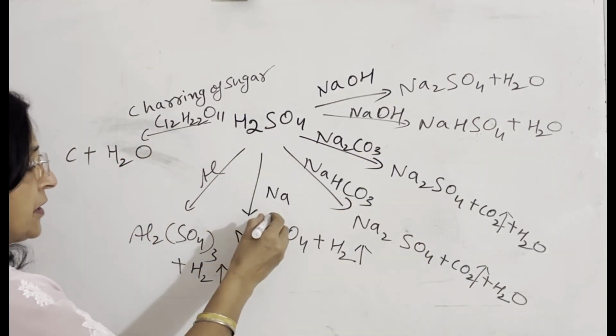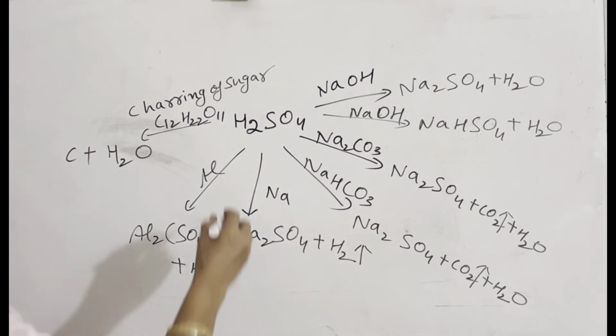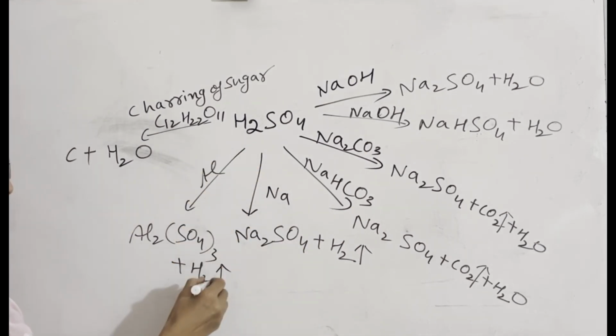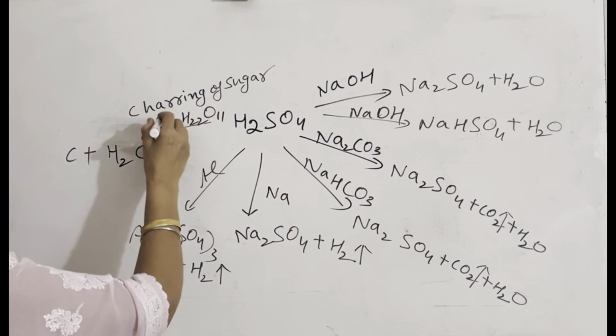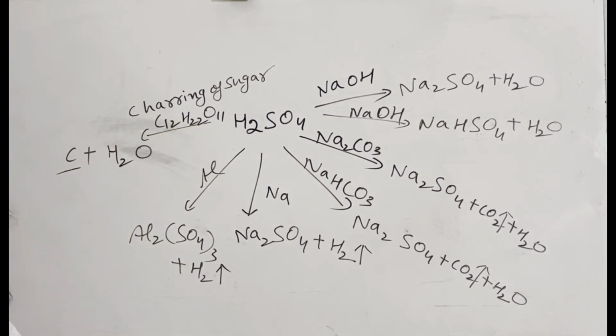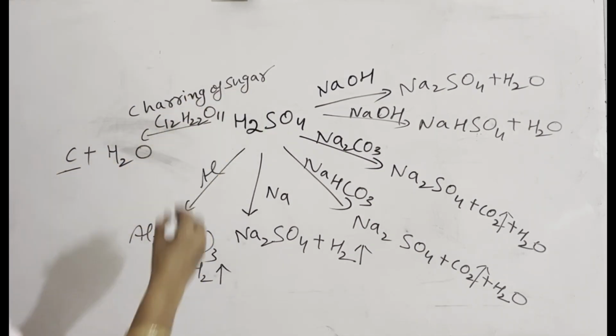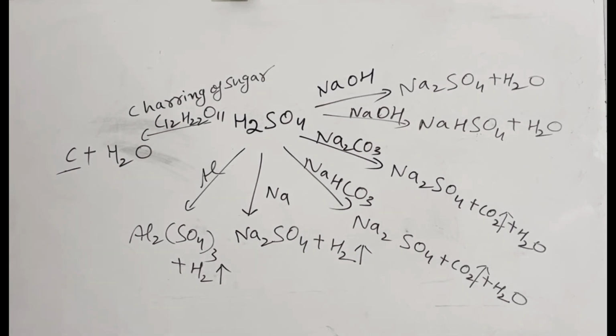When sulfuric acid reacts with a metal, hydrogen gas is liberated. Similarly, with aluminium, hydrogen gas is liberated. In this reaction, sulfuric acid acts as a dehydrating agent. When sulfuric acid reacts with sugar, a black mass is obtained due to the formation of carbon. This reaction is called charring of sugar. The black mass obtained is called sugar charcoal.